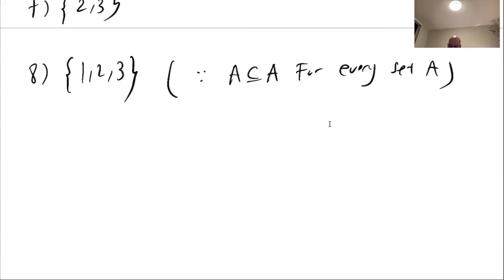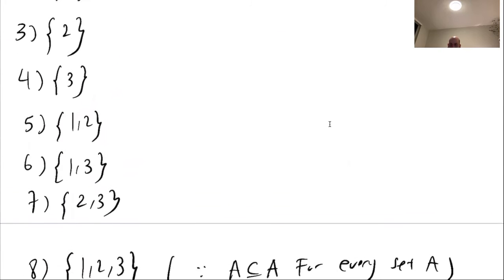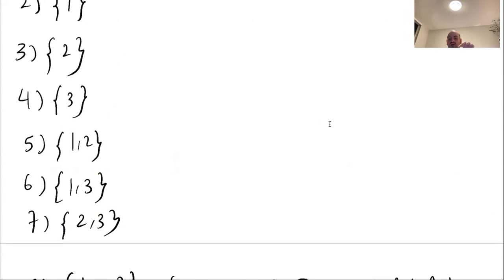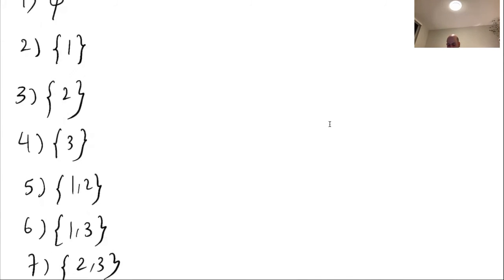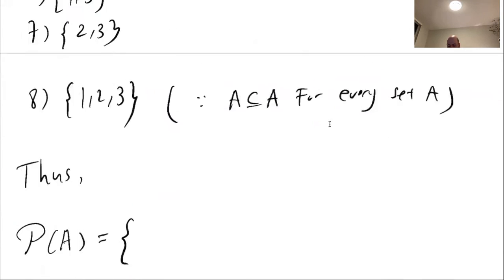So P of A, the power set, what would be the power set? The set of, please remember, the set of all subsets of A. So here I have 8 subsets, right? So the set containing these 8 subsets would be called the power set, the set of all subsets of A.